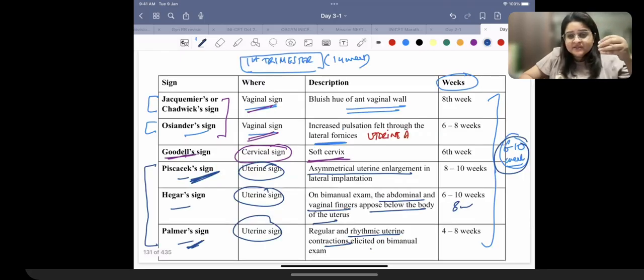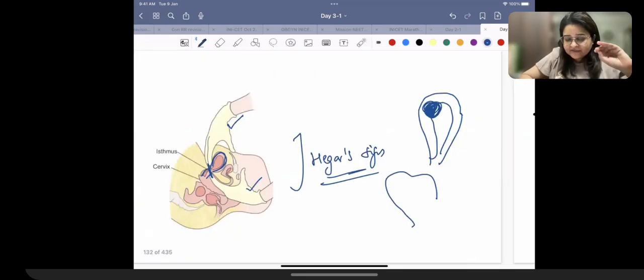So just remember these because they need to be remembered and they can be asked. They come in every exam I've seen, especially the INI people like asking this. They can form a lot of questions from this area, probably that's why. But these are first trimester signs of pregnancy.